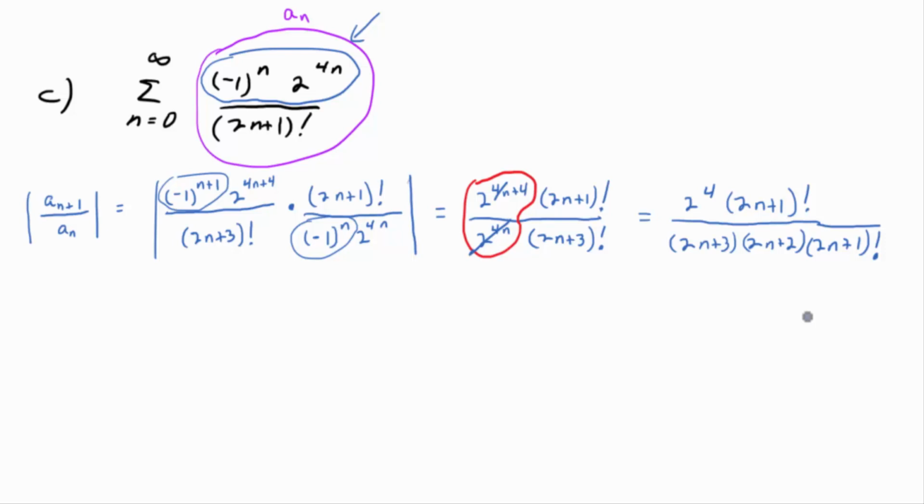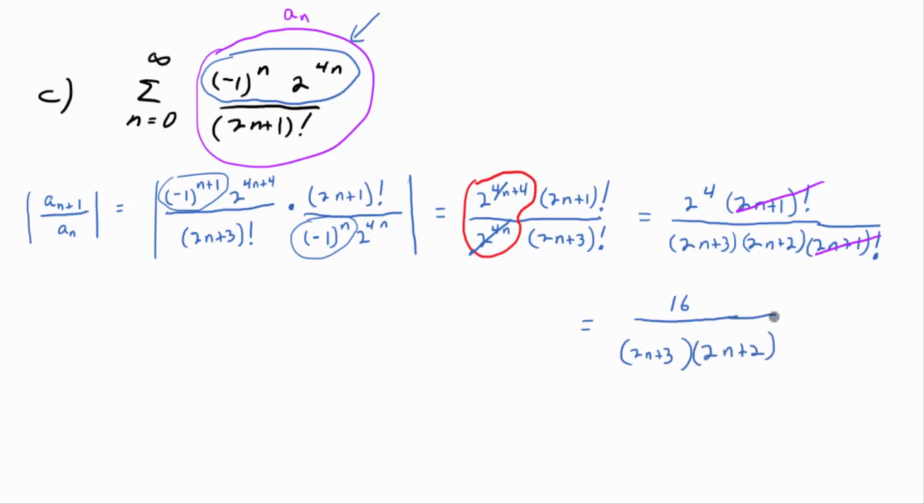And then you can see what cancels, that guy and that guy. So going down one line, we get what? 2 to the 4th, which is, I guess, 16, over just the remaining factors, 2n plus 3 times 2n plus 2.